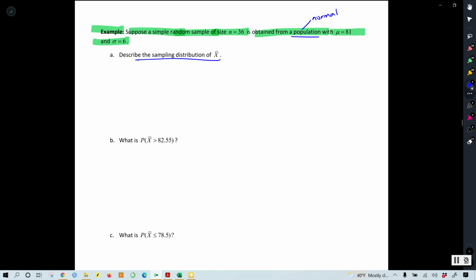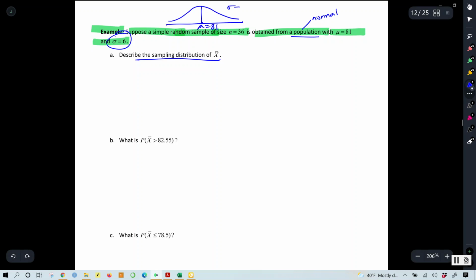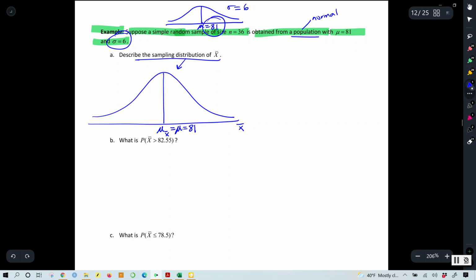distribution of x bar. Because if the distribution originally is normal, with a mean of 81 and the standard deviation of the parent distribution being 6, the sampling distribution of x bar will automatically also be a normal distribution, and the mean of all of your x bars will be equal to exactly the population mean of 81.